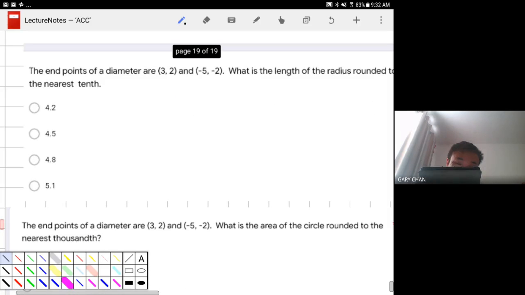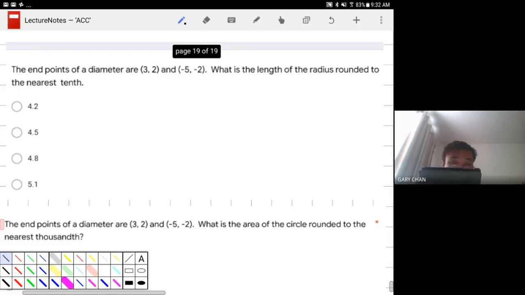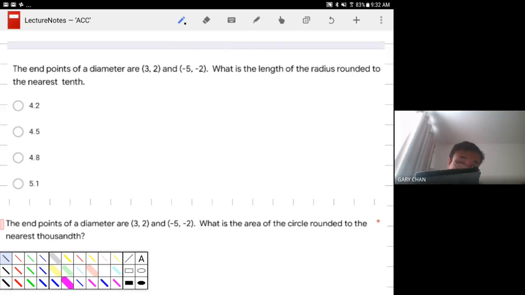The endpoints of a diameter are 3, 2 and -5, -2. What is the length of the radius rounded to the nearest tenth? I'm going to give everyone here maybe another 30 seconds to try to complete this one, because I know that everyone here has it in them to do that. Okay. Go ahead. Take 30 seconds.